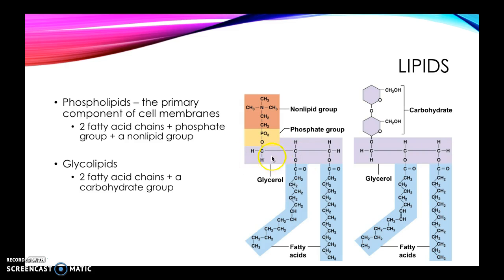So here is our glycerol molecule, 2 fatty acid chains. This has the phosphate and a non-lipid group, so this is a phospholipid. Here's the glycerol, 2 fatty acid chains, and a carbohydrate here, so this is a glycolipid.